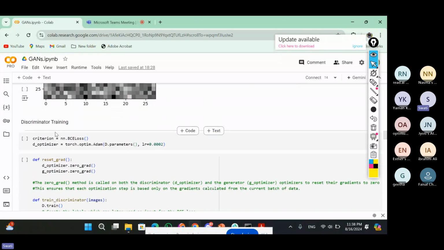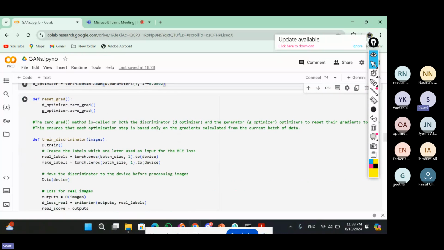So we start the training. First we will define how we'll do discriminator training. This is binary cross entropy loss, as we have also seen in the presentation, how that will work. We are giving the optimizer as Adam, and defining the learning rate. Then we are defining a function which will reset the optimizer gradients to zero values, to ensure that the gradients are calculated from the current batch and not accumulated from the previous batches.